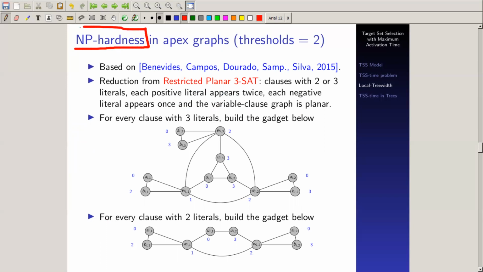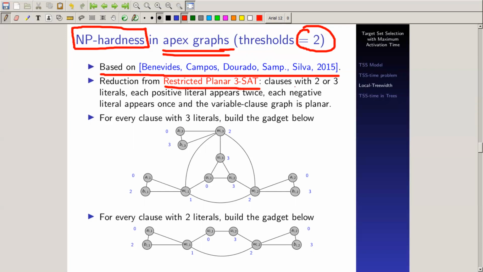Now our NP-hardness result in apex graphs. An apex graph is a graph which can be made planar by removing a vertex, when all thresholds are exactly equal to 2. It is based on a paper of Benevides, Campos, Dourado, Sampaio, and Silva in 2015. It is a reduction from restricted planar 3-SAT, which has clauses with 2 or 3 literals. Each positive literal appears twice, each negative literal appears once, and the variable-clause graph is planar.